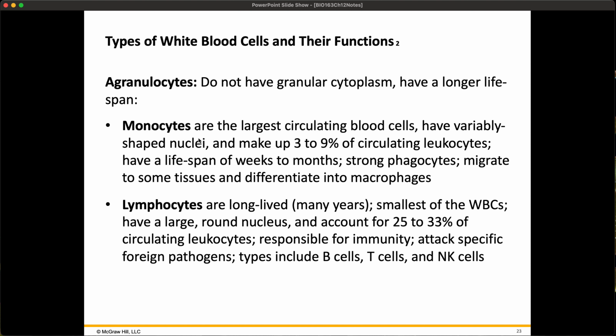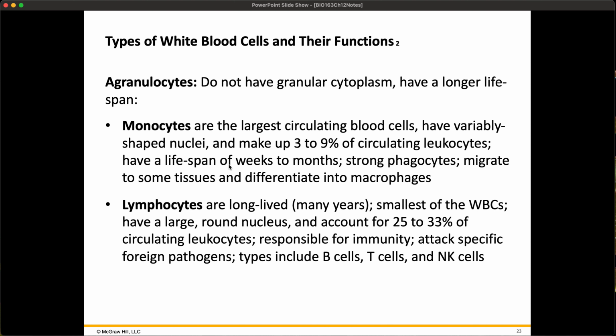Monocytes, they're the largest of the cells, and so they're the third most abundant. Lymphocytes are the second most abundant. Monocytes have a kidney bean shaped nucleus that you're going to see, and they tend to go into tissues and turn into macrophages. So phagocytosis and macrophages, macrophages are a type of phagocyte, let's say that.